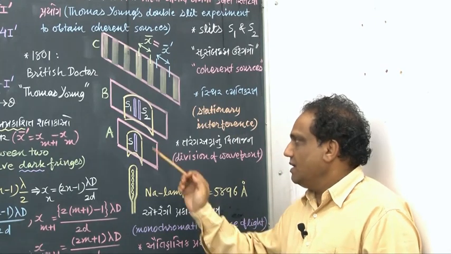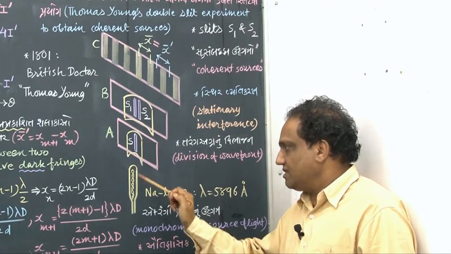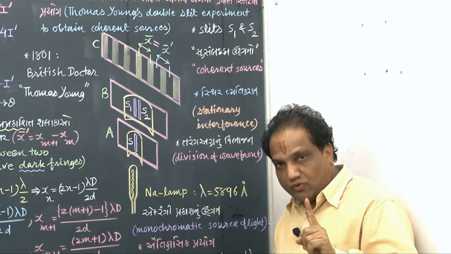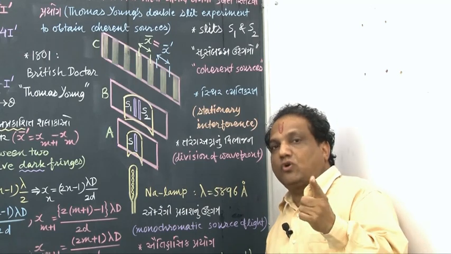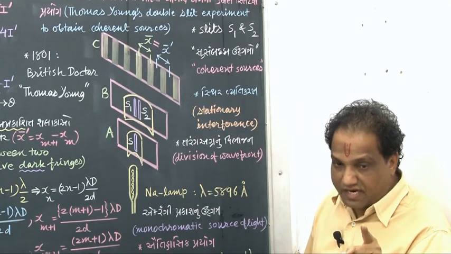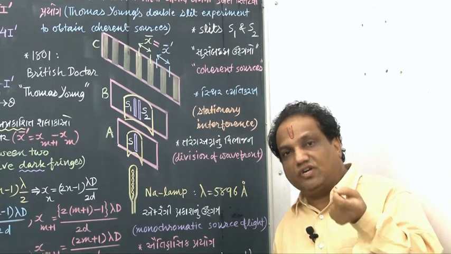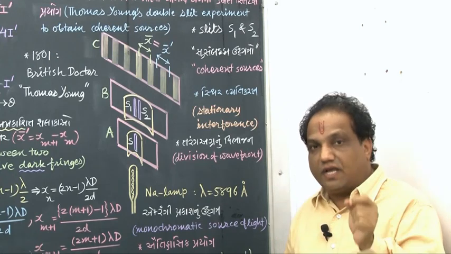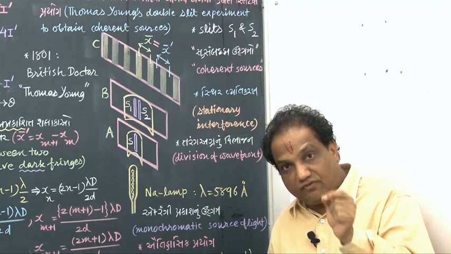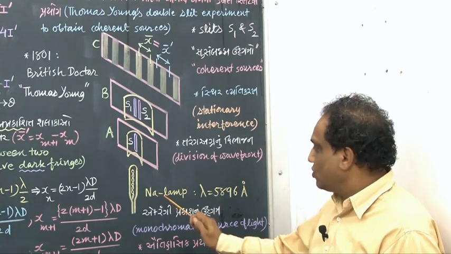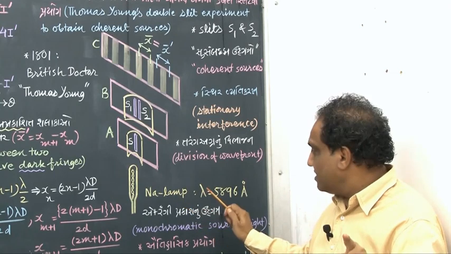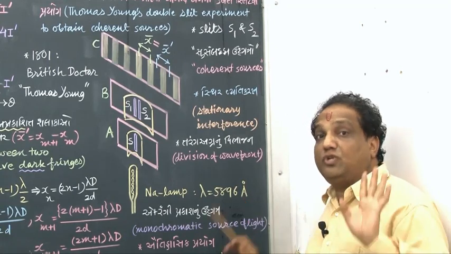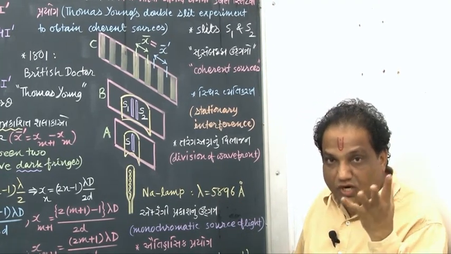Now in front of this slit, we place a linear monochromatic source of light waves. Linear source you know, correct? What about monochromatic? A monochromatic source is that which emits light waves with constant frequency or constant wavelength. It emits light waves of a particular color. For example, a sodium lamp emits light waves with precisely this wavelength, 5896 angstrom, pertaining to yellow color. So a sodium lamp emits yellow colored light.